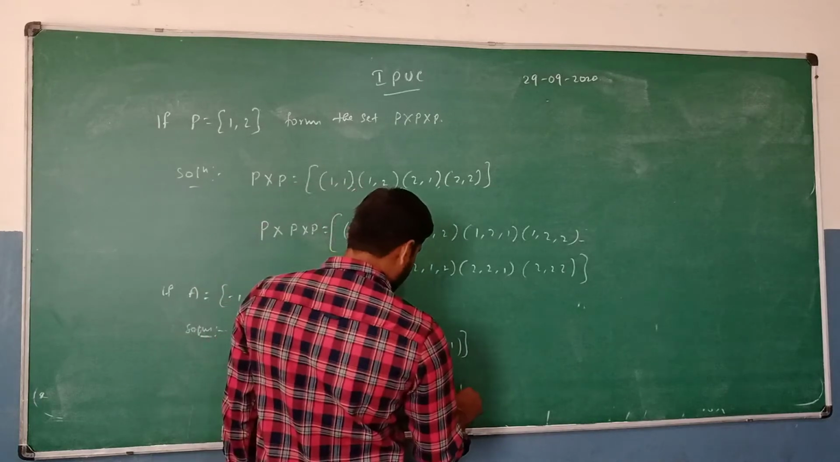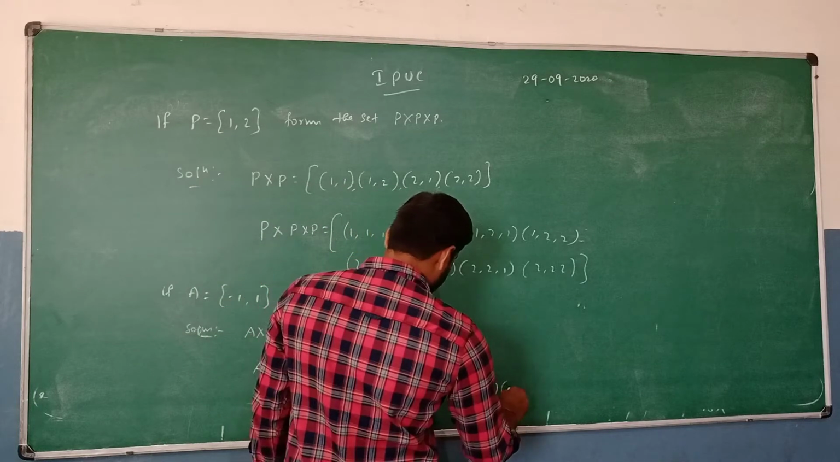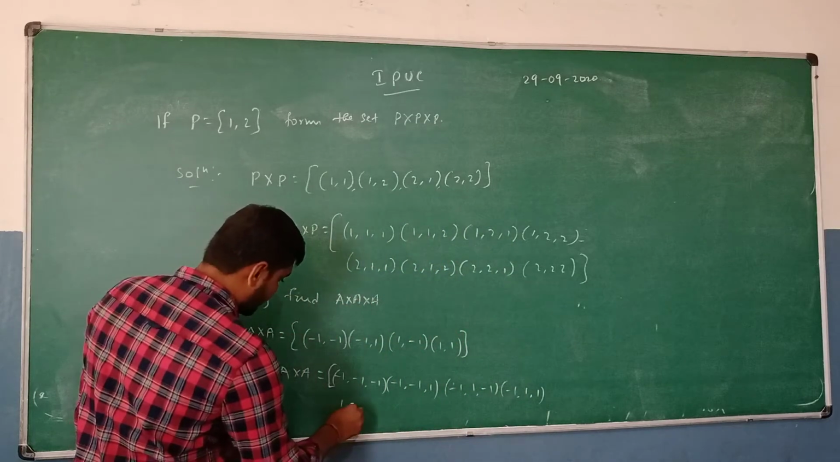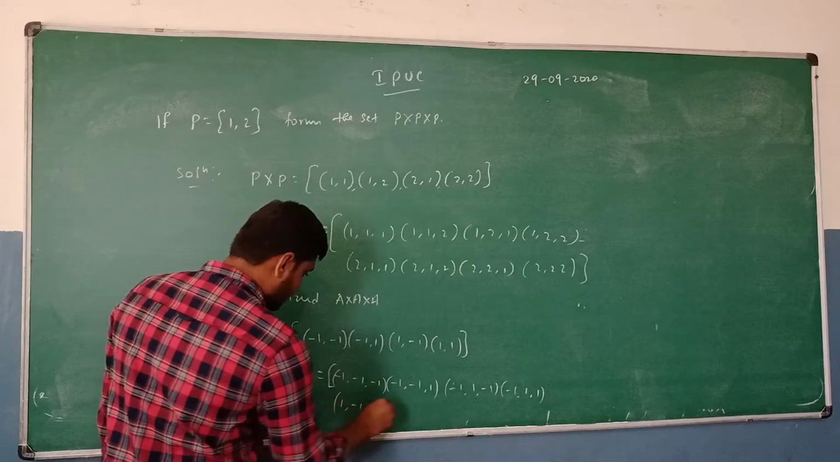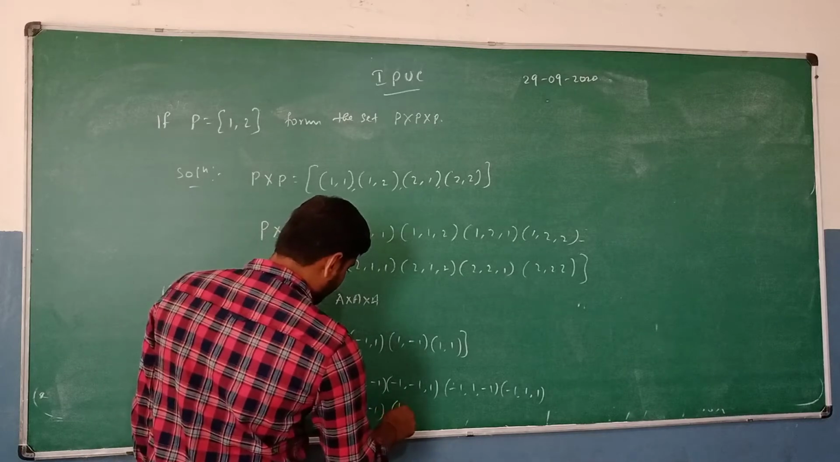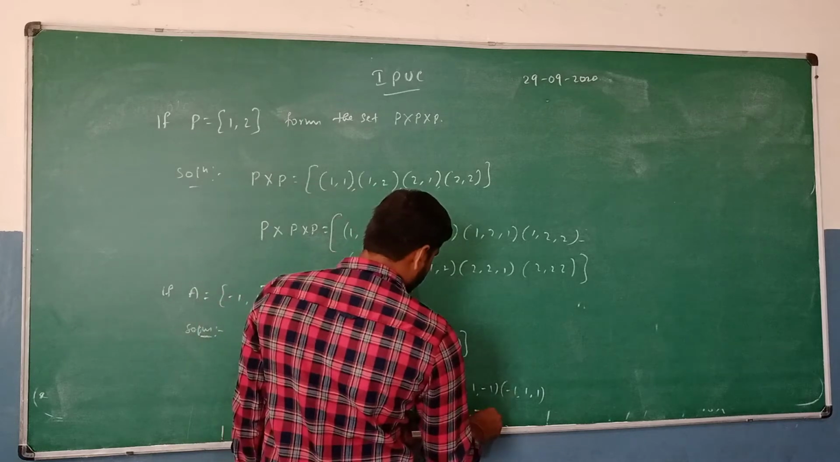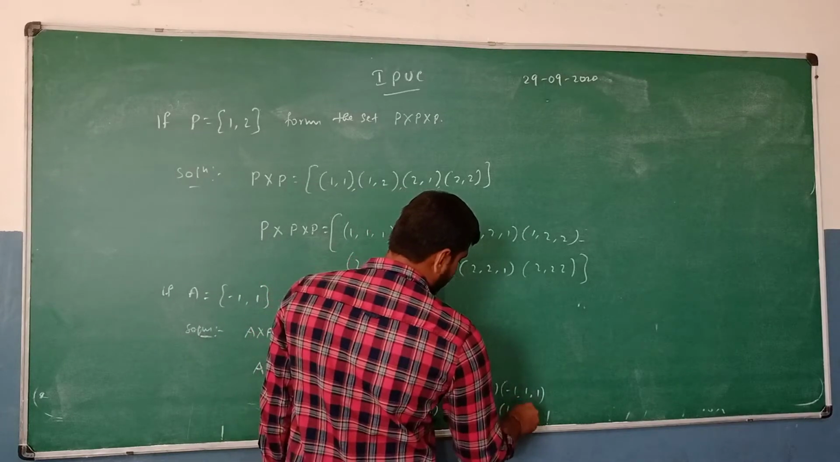So then minus 1 comma 1 comma minus 1. So then minus 1 comma 1 comma 1. So then 1 comma minus 1 comma minus 1. So minus 1 comma minus 1 comma 1. So then it's going to be 1 comma 1 comma minus 1. So then it's going to be 1 1 1.